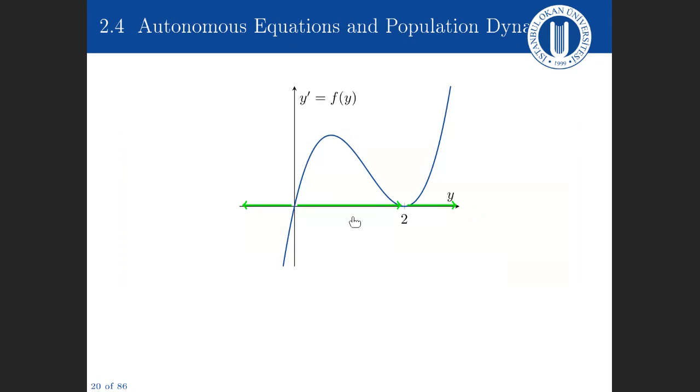We start with the graph of f of y against y. Where does this graph intersect the y-axis? At 0 and at 2. So these are critical points. Are they asymptotically stable, unstable, or semi-stable?